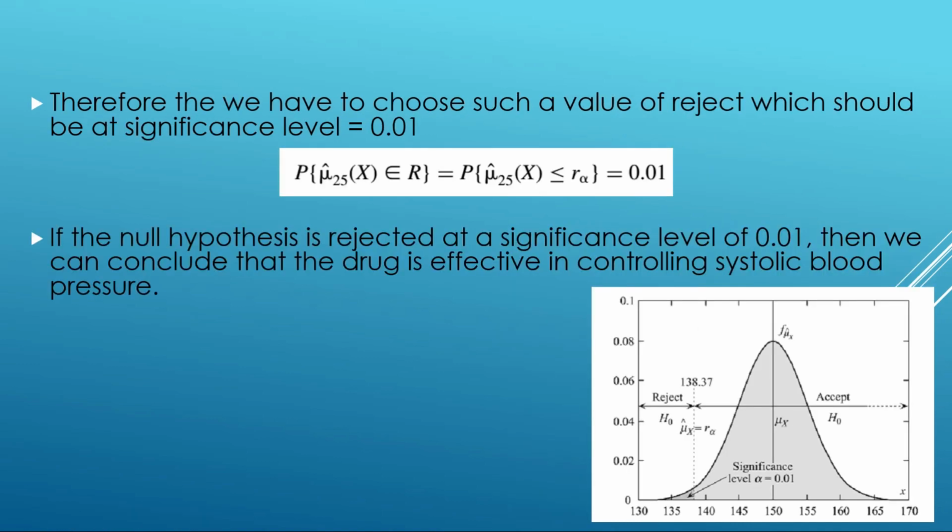Therefore, we have to choose such a value of reject which should be at significance level equal to 0.01. If the null hypothesis is rejected at significance level of 0.01, then we can conclude that the drug is effective in controlling systolic blood pressure.